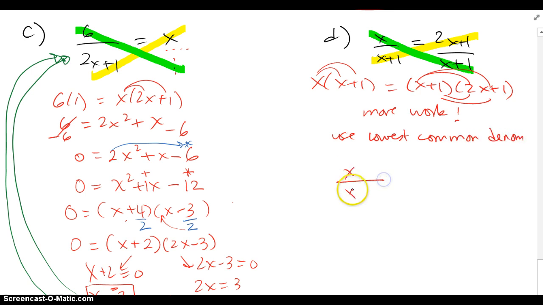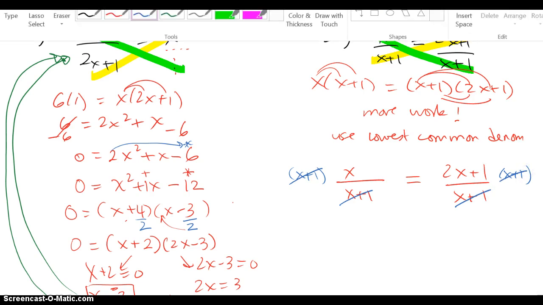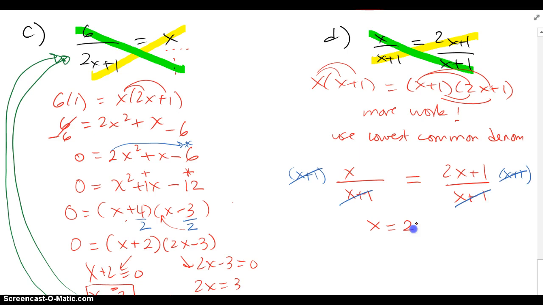If I use the lowest common denominator method, let's see what'll happen. Let me start with the same problem. x over x plus 1 equals 2x plus 1 over x plus 1. Notice how they have the same exact denominator. So I'm going to multiply both sides by that lowest common denominator, which is x plus 1. Multiply both sides by that denominator, and right off the bat, these guys go away, and I get a much simpler equation to work with. x equals 2x plus 1. So instead of doing the cross product and multiplying, for this problem it turned out to be easier if I just used the lowest common denominator.